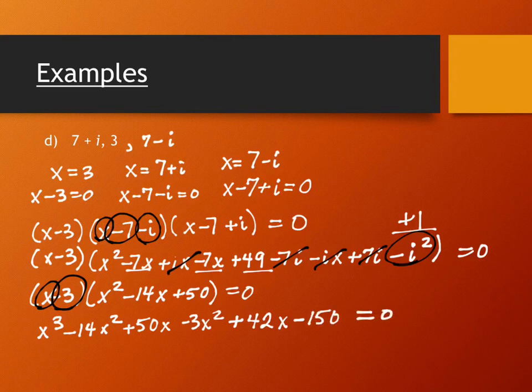All right. It's not pretty, but it's almost done, right? So we have x cubed. I have negative 14x squared and negative 3x squared, which gives me negative 17x squared. I have positive 50x and positive 42x, which gives me 92x. And then I have my negative 150.